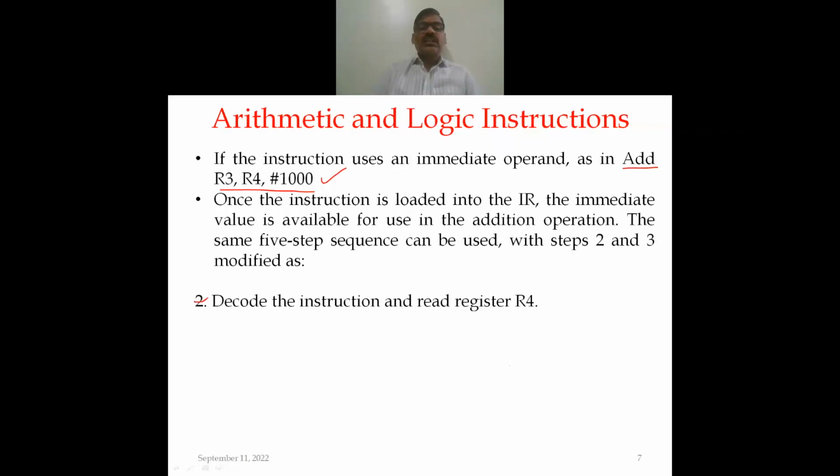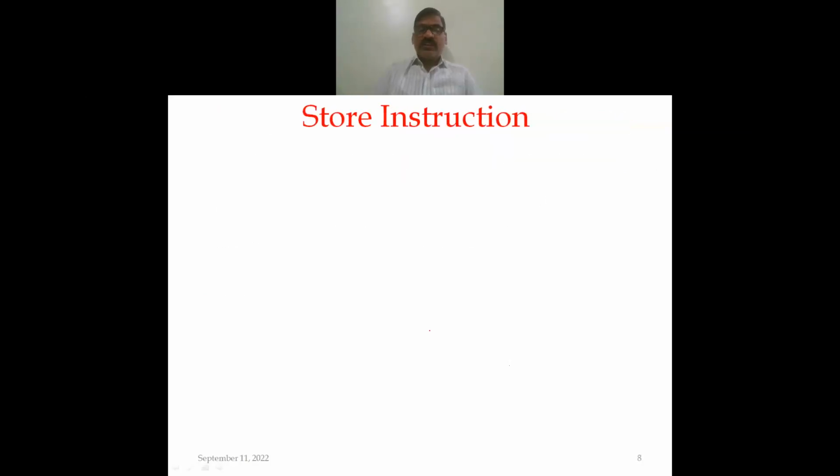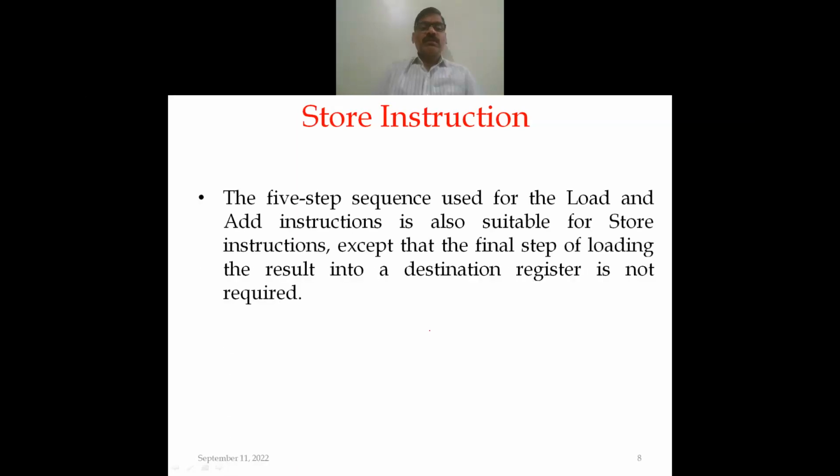And step 2 is now decode the instruction and read the register R4 value, because one operand is available as an immediate value and another operand is available in the R4 register. So we have to read the register R4 value. Then the third step is we have to compute the sum, which is equal to contents of R4 plus 1000, the immediate operand value. Fine.